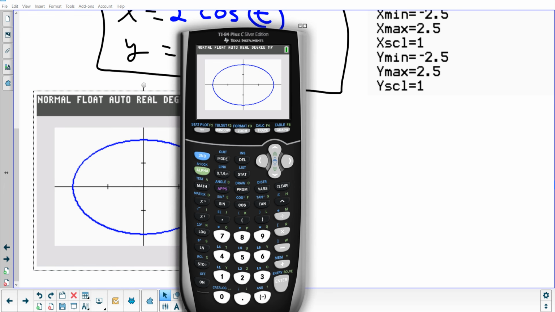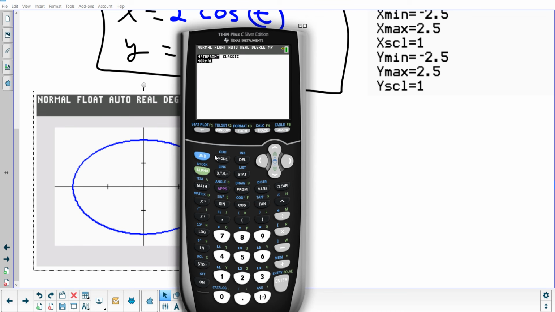So if you want to make it look circular, press zoom 5, and that'll make it look proportional. And now it looks like a circle. And you could see it started here, and it stopped at the same point.